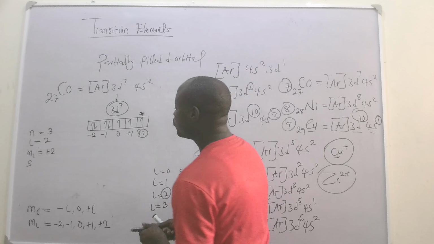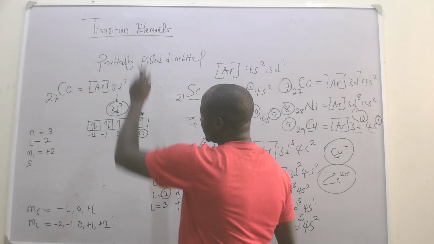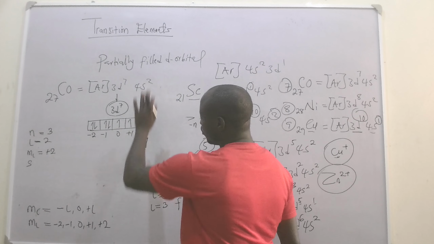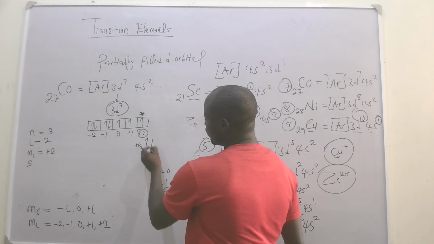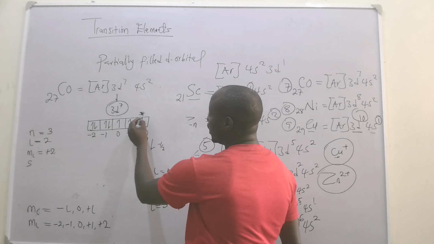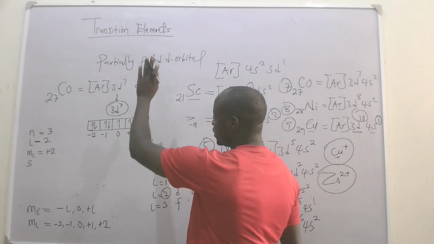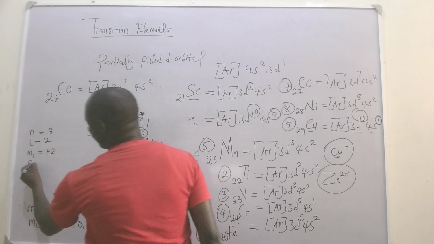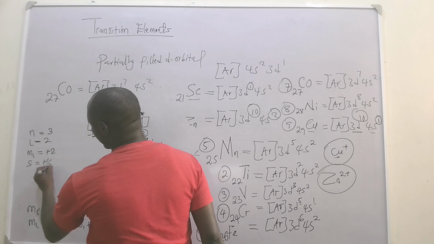The value for clockwise is plus half, when the electron is pointing up, and when the electron is pointing down, it is minus half. Now the 25th electron is pointing up, so our spin quantum number is plus half. So we have S is equal to plus half.